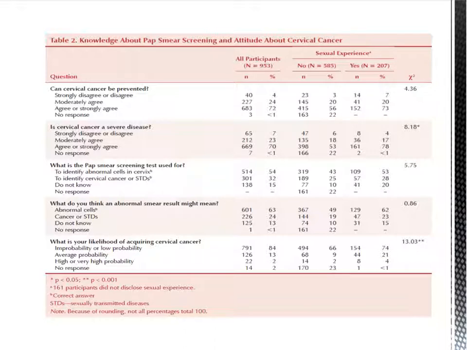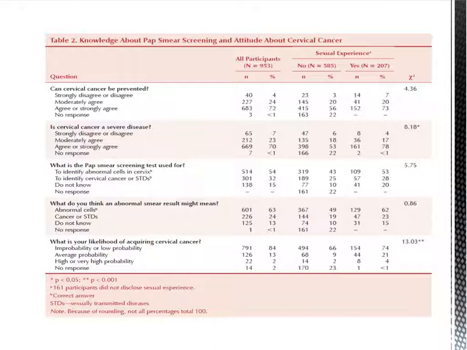The data analysis was completed using simple logistic regression to determine predictors of HPV awareness, but that's for another module, and chi-square was used to examine associations between sexual experience and knowledge, and associations between sexual experiences and beliefs. Now examine Table 2.